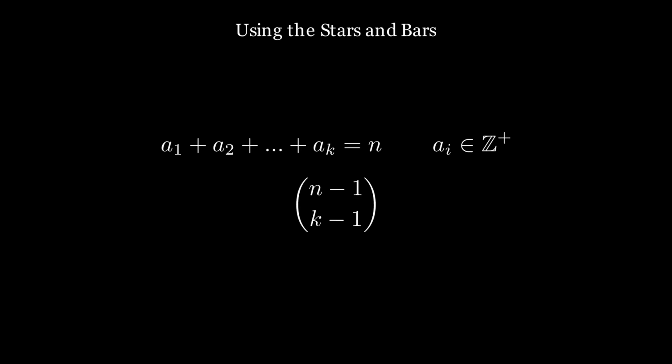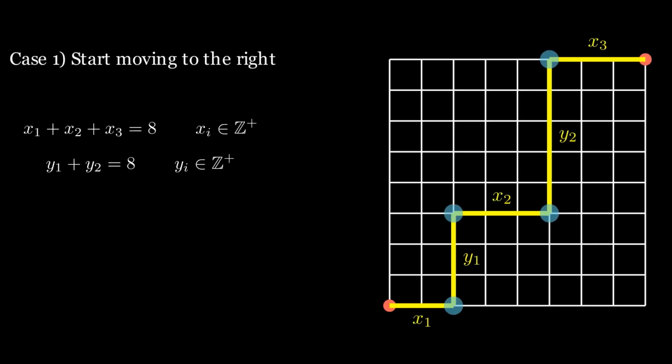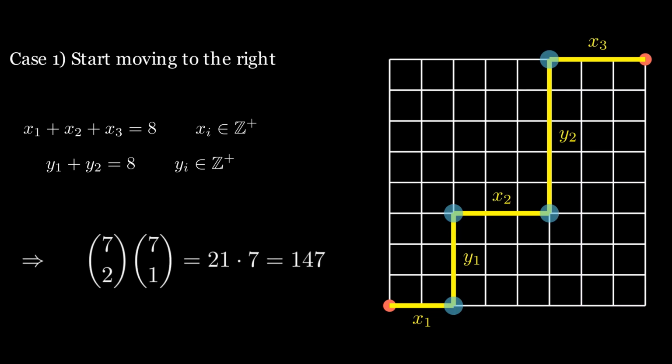Here, we apply the stars and bars to determine the number of ways to distribute the segments. The formula for this calculation is binomial n-1 choose k-1. The theorem tells us that the number of ways to split 8 units into 3 positive integer parts is given by the combination 7 choose 2. For the upward movements, splitting 8 into 2 parts is given by 7 choose 1.